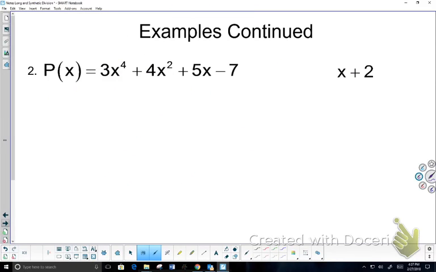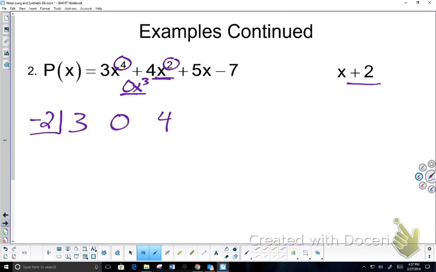Okay, so let's try one more of these. You'll notice you've got 4 and then you bounce all the way to 2, which means you are missing your cube, but you have to account for it. Remember, we have to make sure that every degree is met. So since this is x plus 2, we're going to divide by negative 2. My degree of 4 would be 3. My coefficient for degree of 3 is going to be 0 because it was missing. Then my squared term, the coefficient is 4. My x to the first power would be 5, and then my constant is negative 7. Once again, a good check: if your degree is 4, you should have 5 numbers.